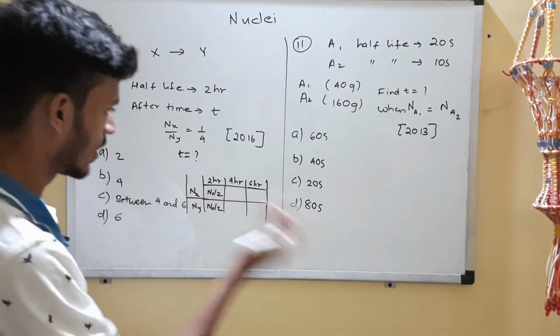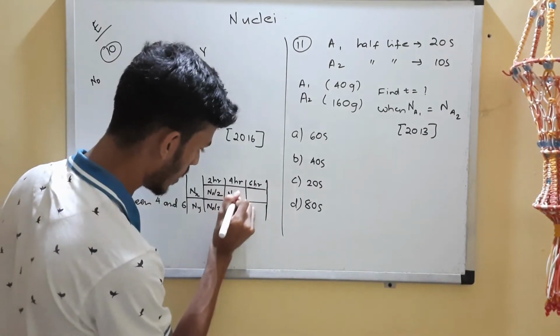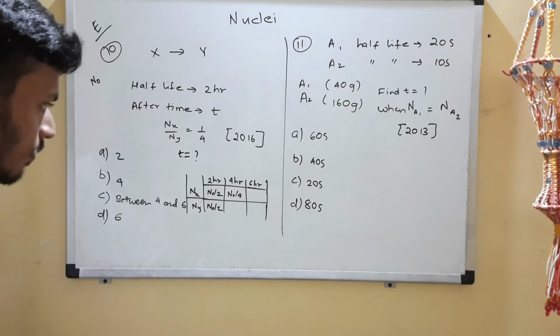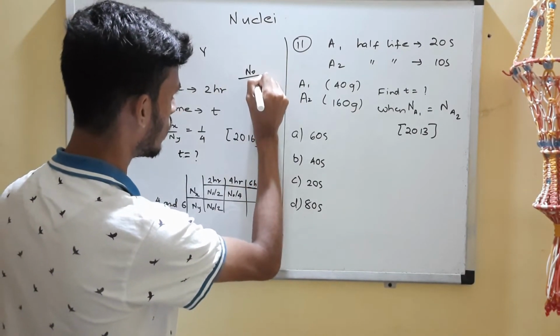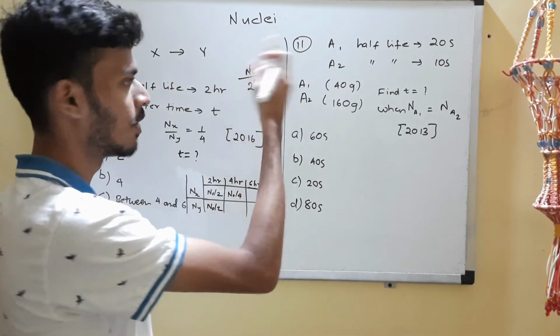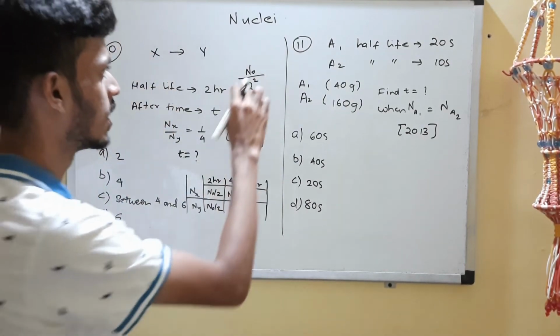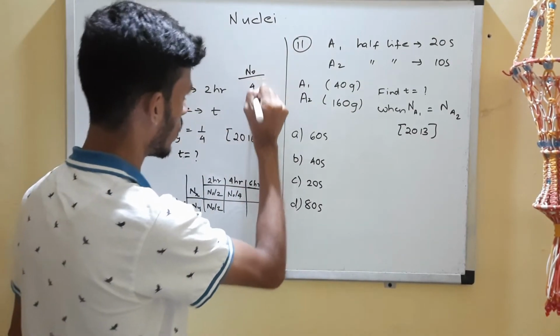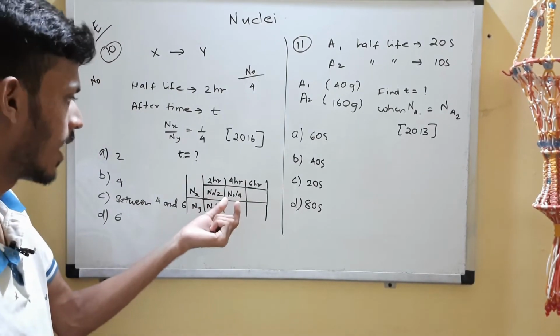Let's move to our next half-life. Next half-life says the concentration will become n0 by 4, right? So basically at the nth half-life, the concentration becomes n0 by 2 to the power n. So the second half-life, it is 2 to the power 2, which is nothing but n0 by 4. So after the second half-life, it becomes half of this, basically n0 by 4.